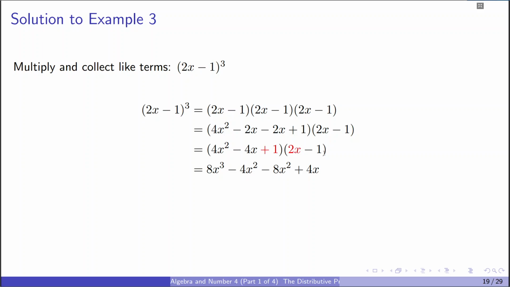1 times 2x. We have to do all the terms. I almost missed the first one. That's a plus 2x, and plus 1 times negative 1 is a negative 1.